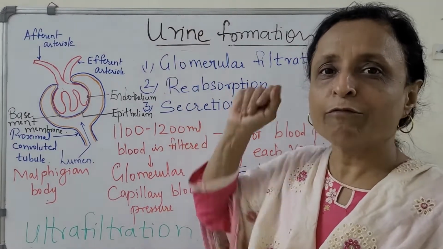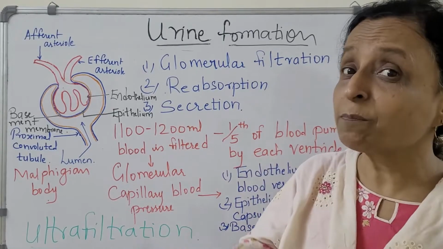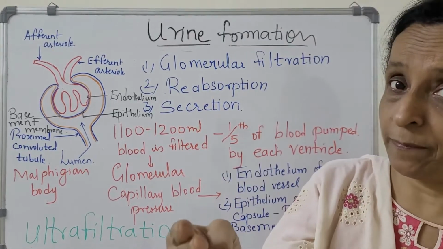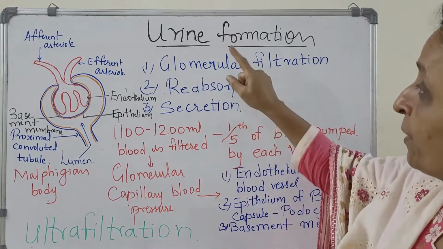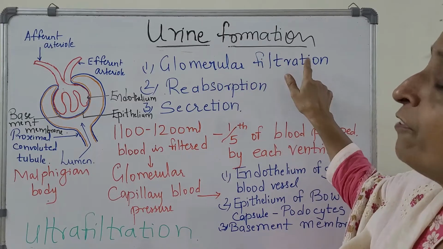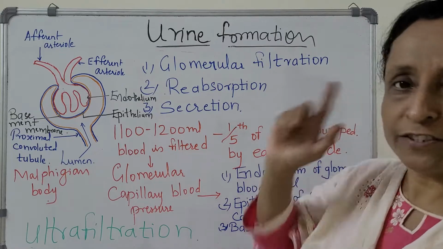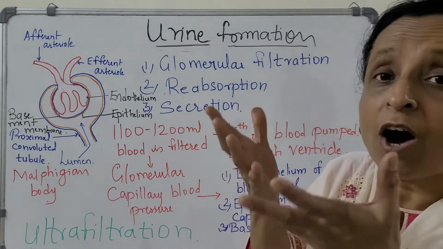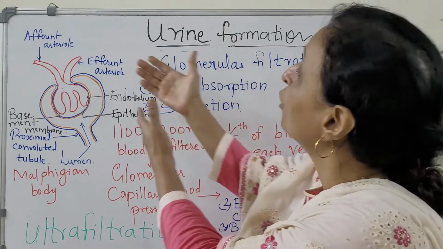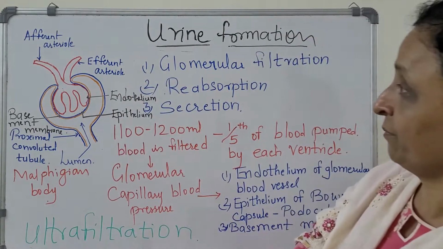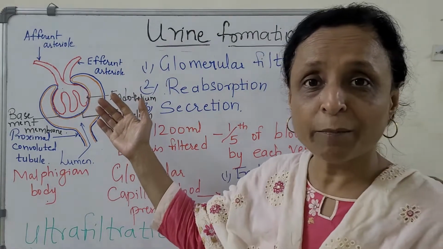Now the urine formation takes place in 3 steps. Now which are those steps? Glomerular filtration, reabsorption and secretion. So how does it start? By glomerular filtration. So how does it take place?